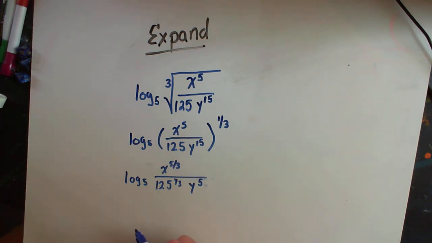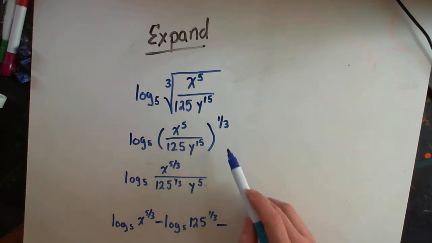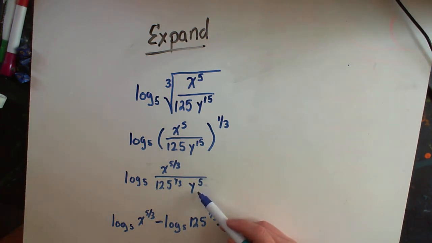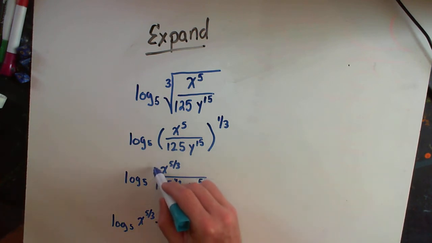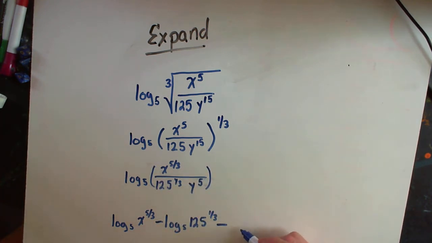Now we can expand this. This becomes log base 5 of x to the 5/3. Now anything in the denominator is subtraction. So that's going to be minus log base 5 of 125 to the 1/3, minus, now again I'm still doing minus because this y to the 5th is also in the denominator. So that's going to be minus log base 5 of y to the 5th.